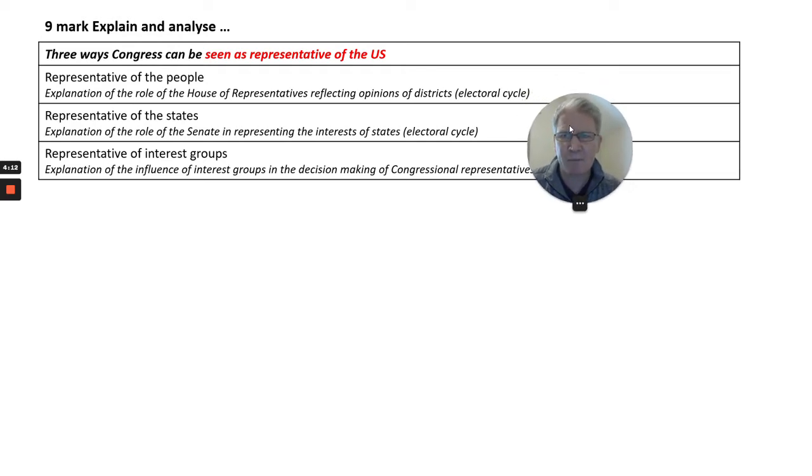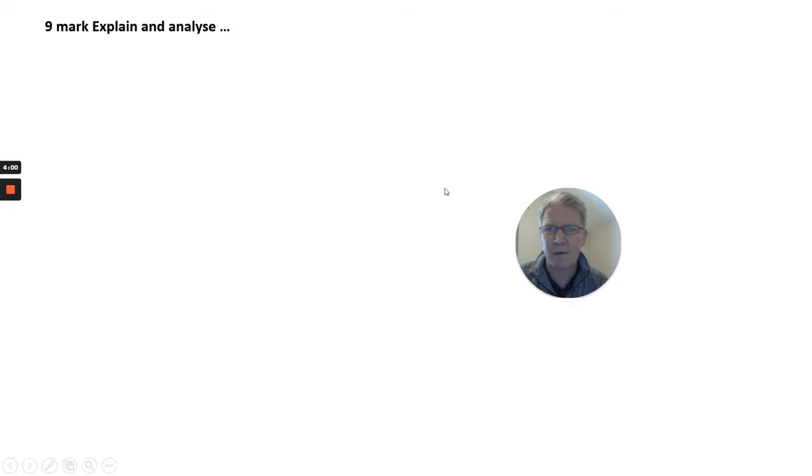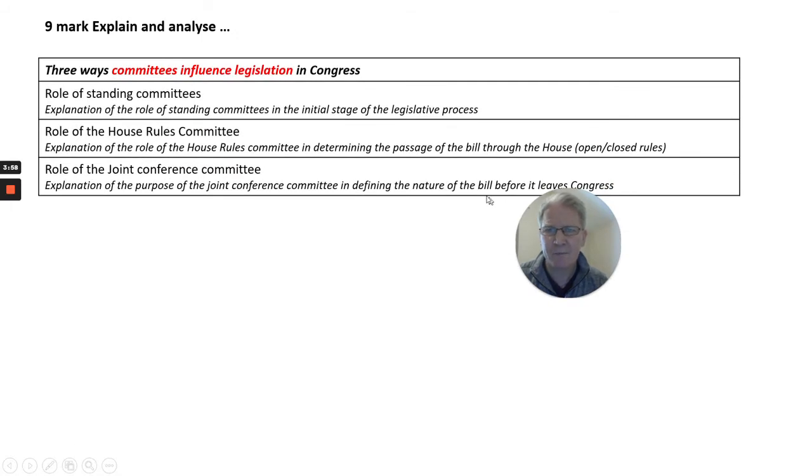And how their electoral cycle is perhaps different to those of the House in terms of discussing its significance. And then finally, representative of the interest groups, explanation of the influence of interest groups on congressional decision making in the representative. Can we have any examples of that? Think about iron triangles in this context. Okay, second one. Explain and analyze 3 ways in which committees influence legislation in Congress.